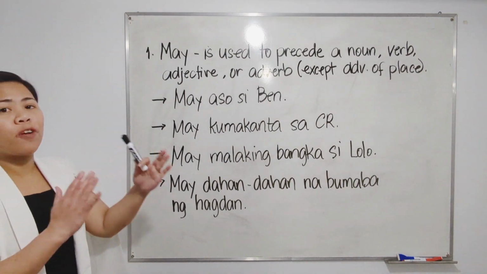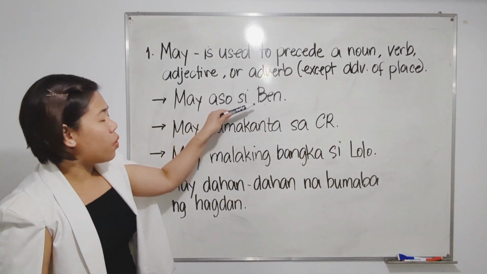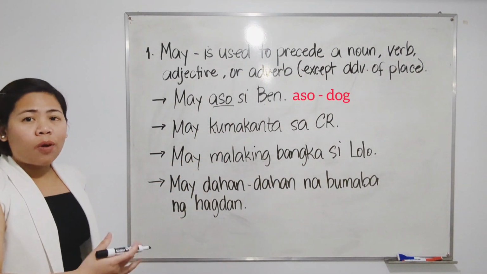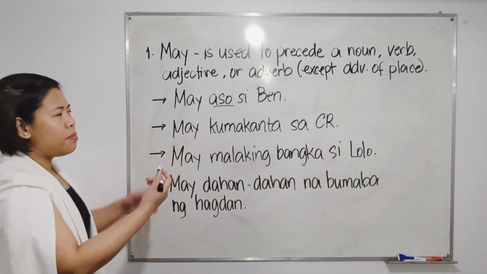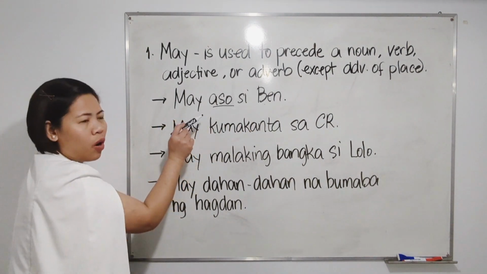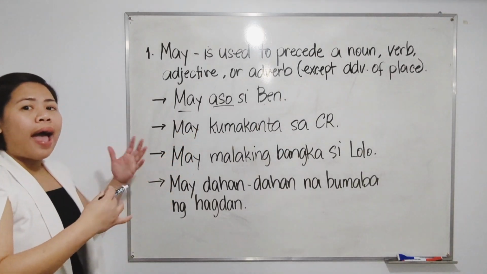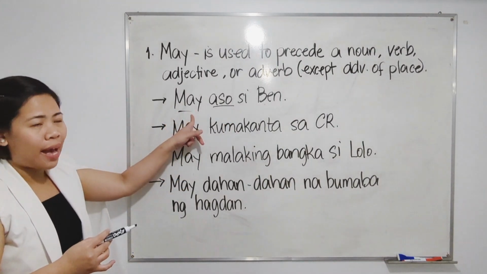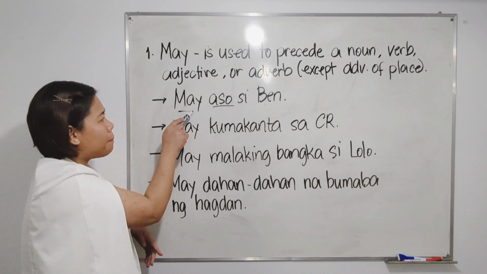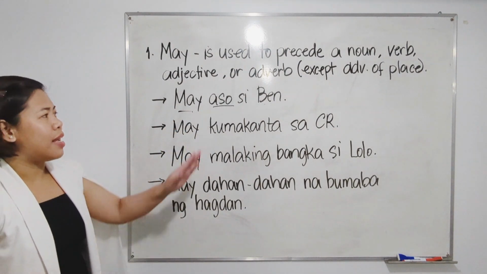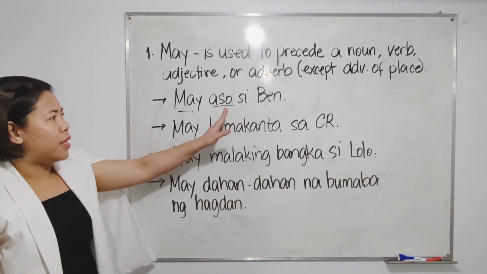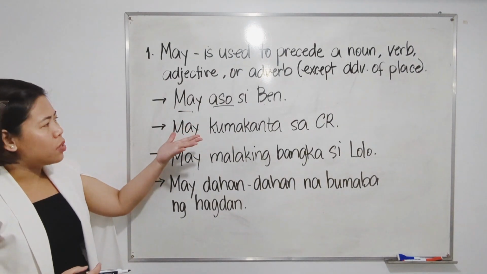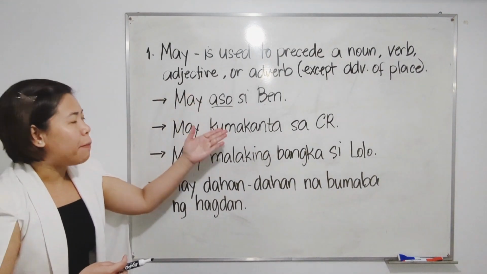Okay, let's go to the first sentence. May aso si Ben. So after the word may, we have the word aso. Aso means dog. So what does this mean? Ben has a dog. May here is has because Ben is singular. Okay, has or have, but Ben is singular, so may is has. We can go ahead and make this may here as there is if we change the sentence, but it would still talk about Ben and the dog. So we can change the sentence into may aso sa bahay ni Ben.